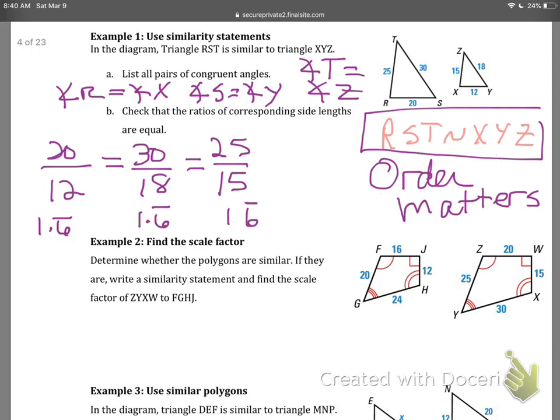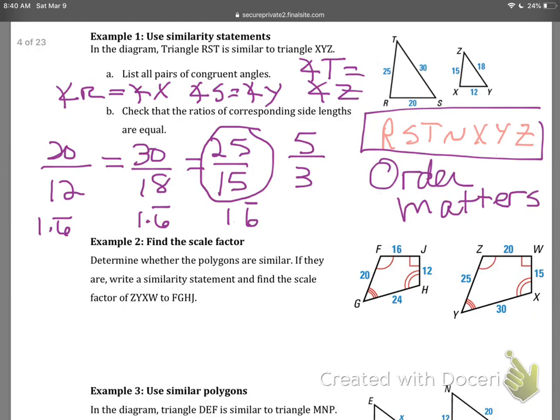Okay, when I did my division, I got 1.6 bar notation for each of them. So I know they're in the same proportion. But now let's get that scale factor as a fraction. So why don't I just work with this last one? So 5 goes into 25 5 times, and 5 goes into 15 3 times. So that is my ratio. That is my scale factor.